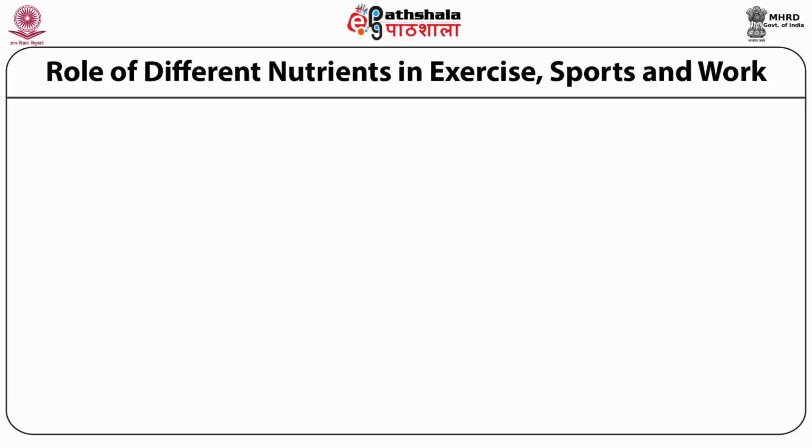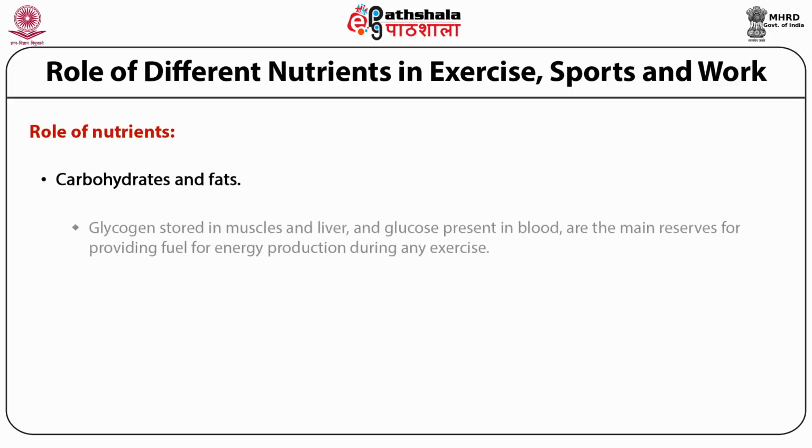Now let's have a look at the role of different nutrients in exercise, sports and work. Let's see the role of carbohydrate and fat. The glycogen stored in the muscles and liver and glucose present in the blood are the main reserves for providing fuel for energy production during any exercise.